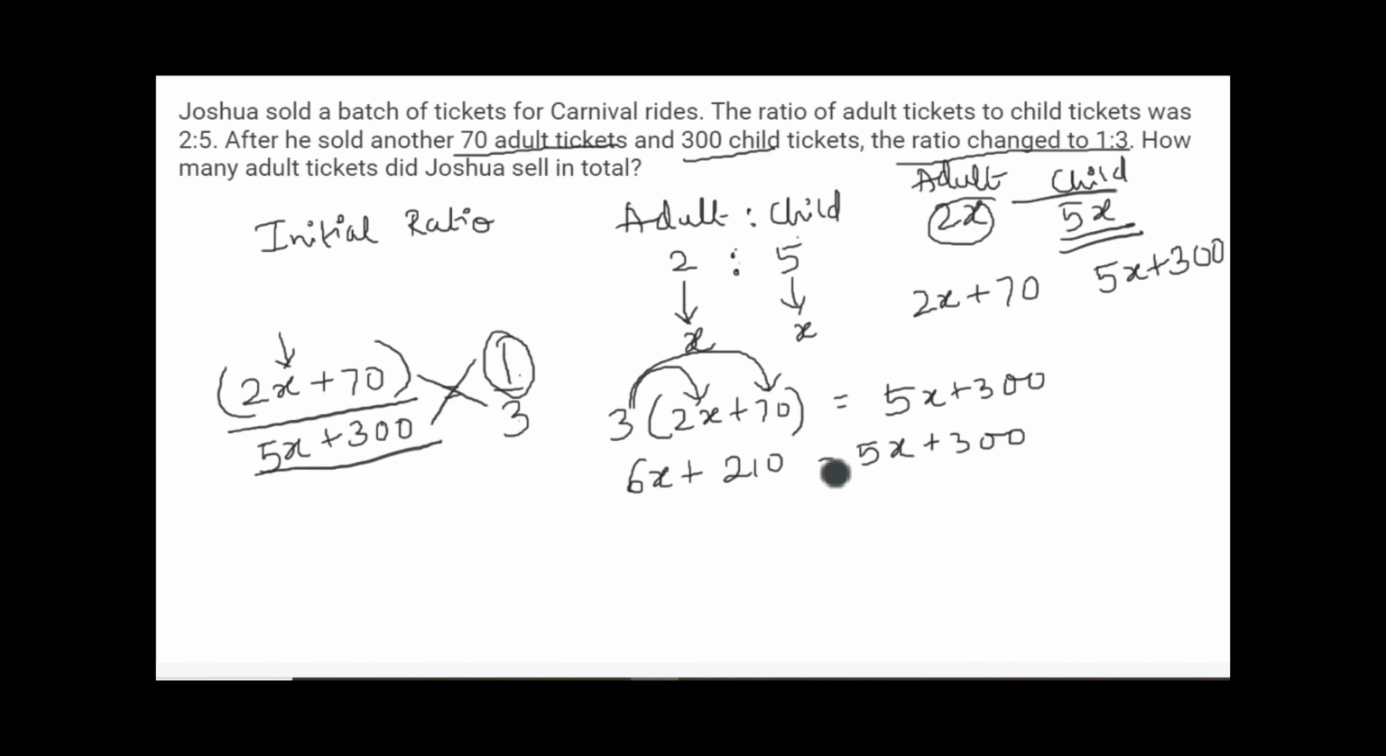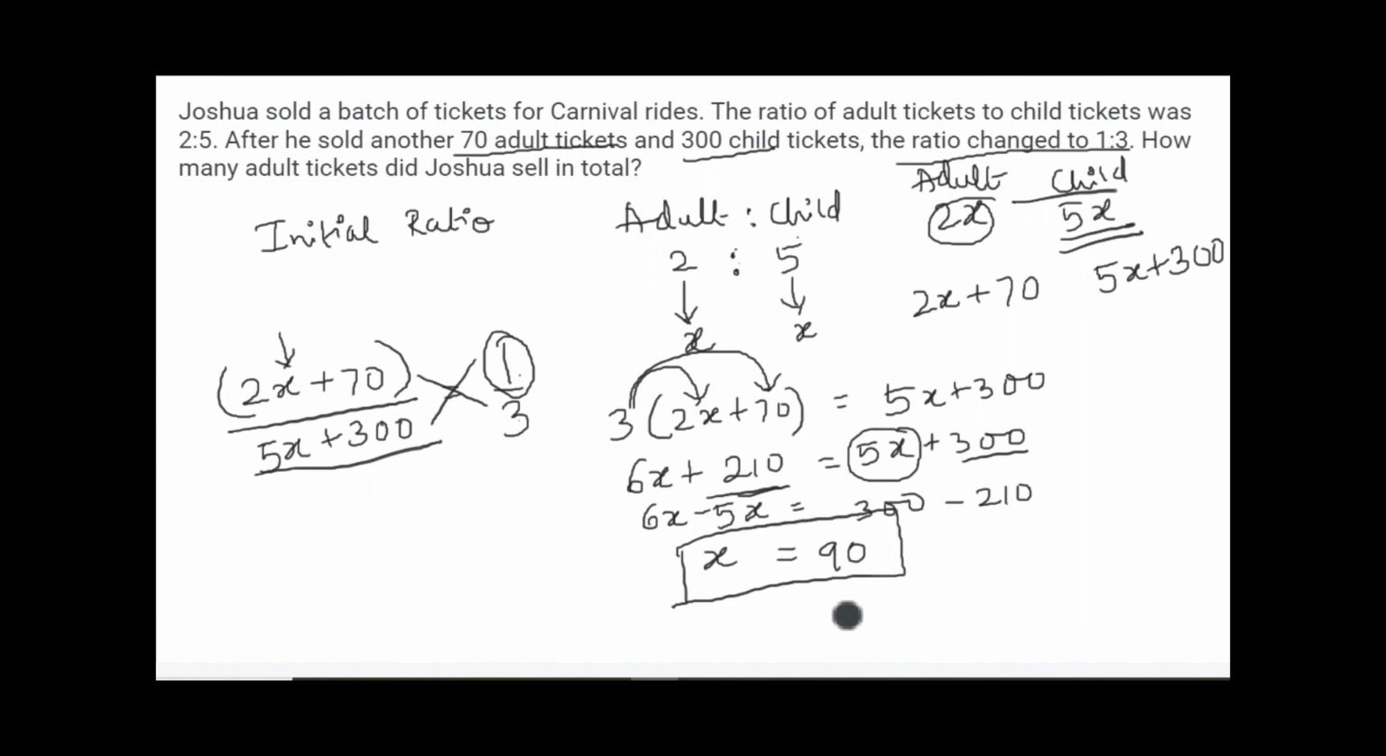Now transpose the x terms on one side and take the numbers on one side. So 5x will turn to minus 5x here. 300 will stay here. Plus 210 will turn to minus 210. Now 6x minus 5x is just 1x. 1x is equal to 90. So we got the value of x as 90.